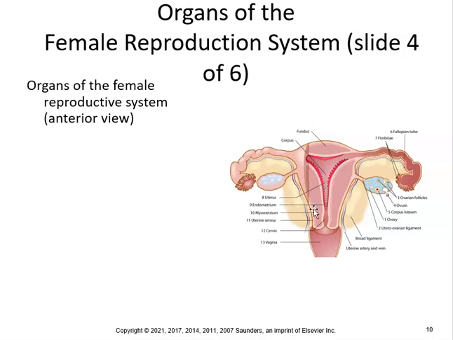Corpus, here's the uterus. Here's the endometrium that sloughs off every 28 days. Here's the myometrium. Okay, here's the cervix. And then there's the vagina.